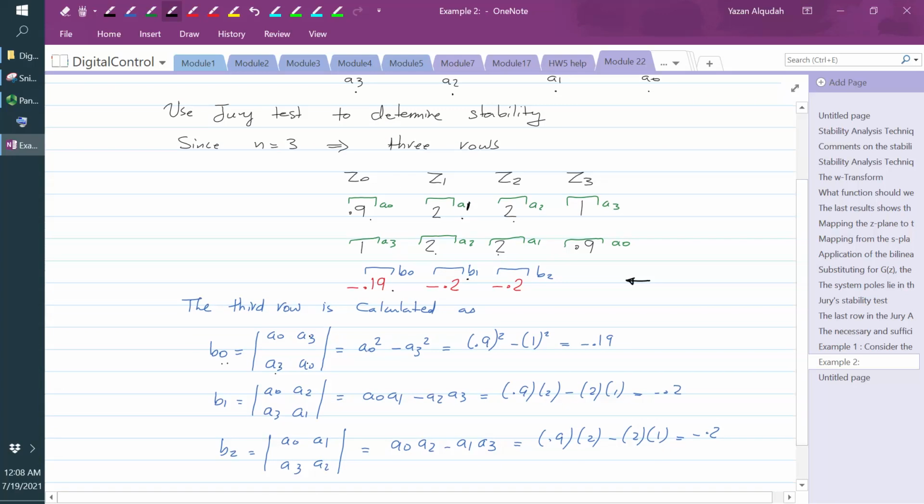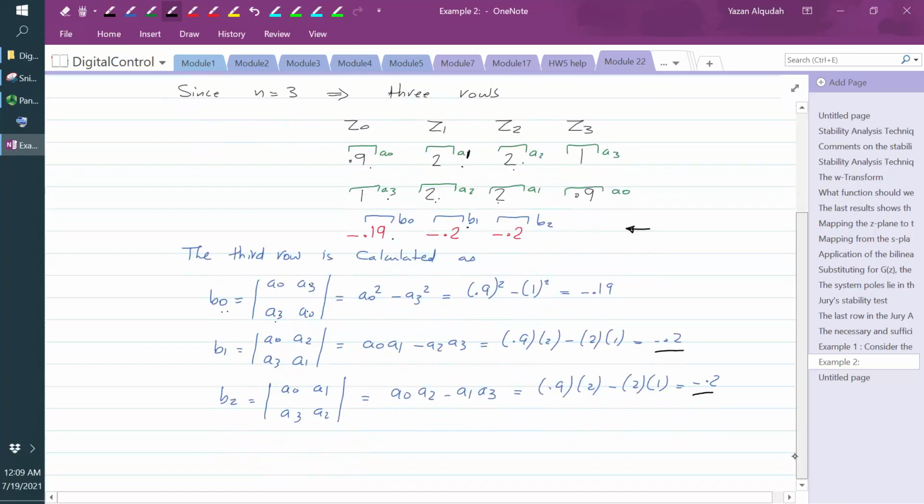B1 is going to be A0 multiplied by A1 minus A2 multiplied by A3, which is going to give me negative 0.2. B2 is going to be A0 multiplied by A2 minus A1 multiplied by A3, which is going to give me negative 0.2.